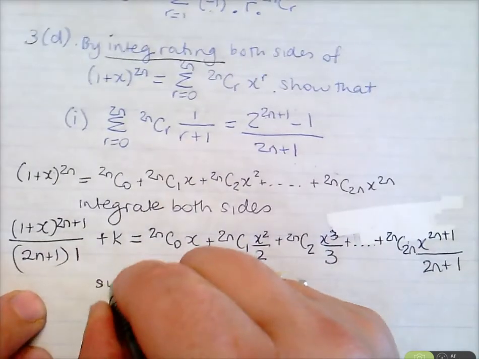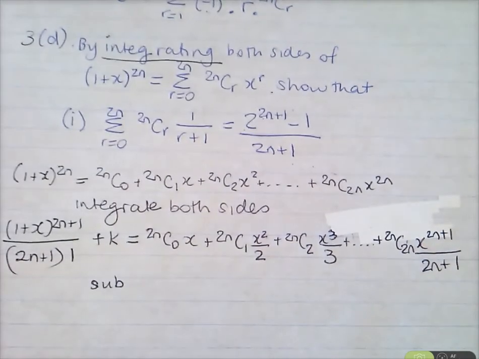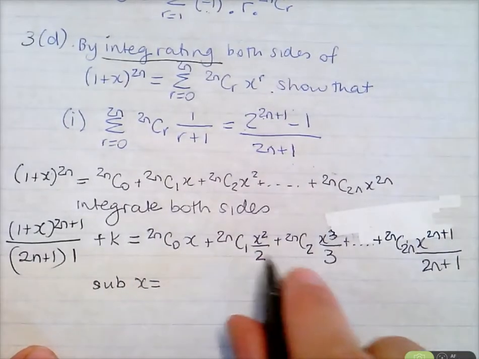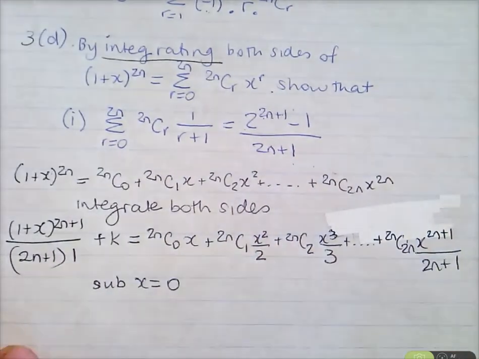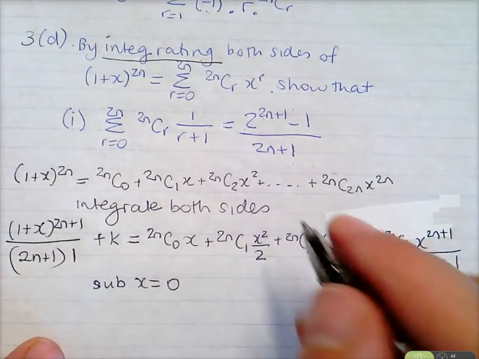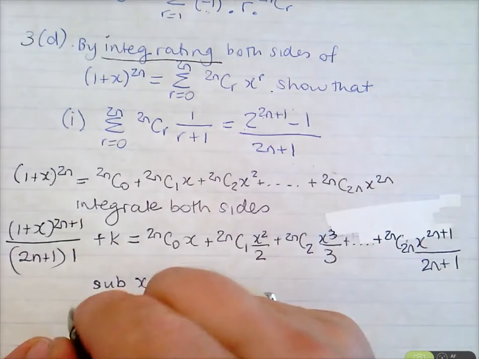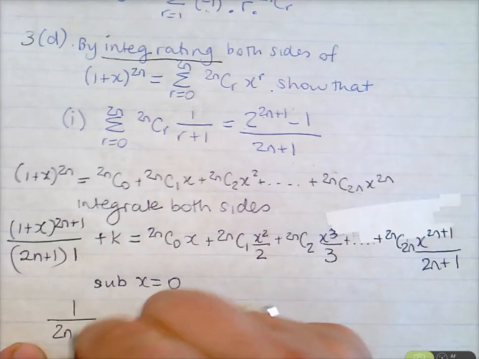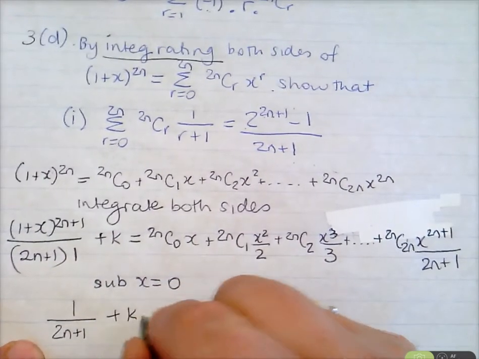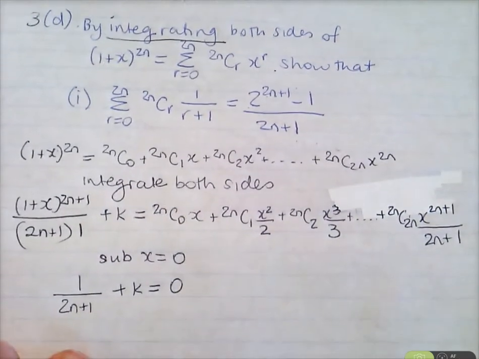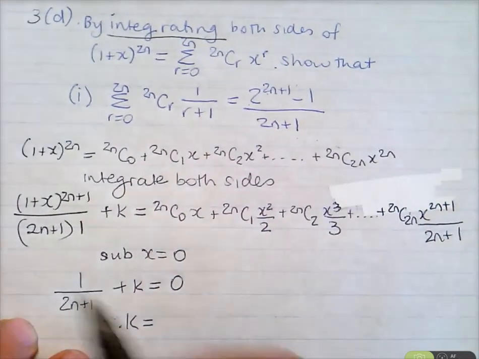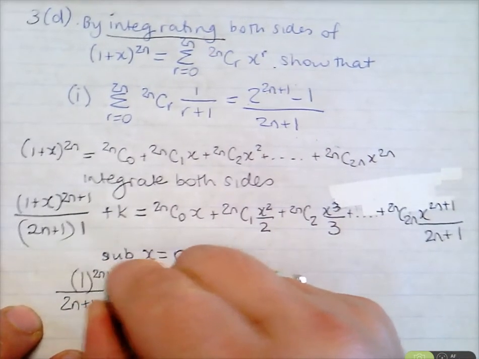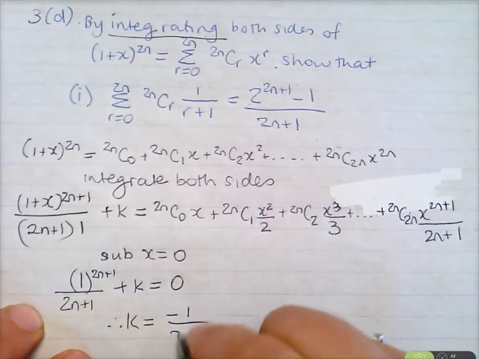Now when you integrate and get a k or a c, you need to work out what your k or c are. You substitute x is 0, yes, because it wipes out the right hand side. Substitute x is 0, and what do we get? 1 to the 2n plus 1, which is just 1. 1 over 2n plus 1 plus k equals 0. So therefore, k is negative 1 over 2n plus 1.